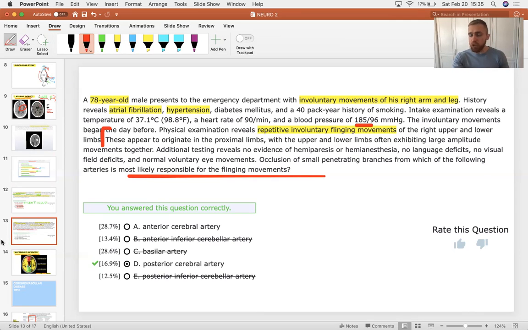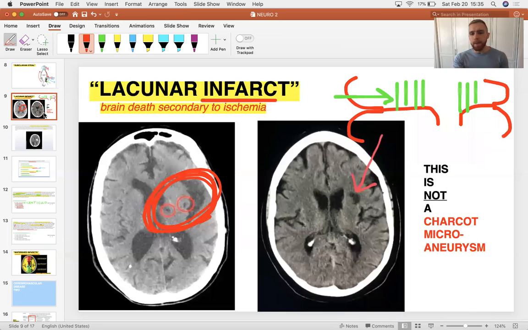So this is the sort of question that they could hit you with given a presentation of a lenticulostriate stroke, which, one more time, going back to the big take-home points, lenticulostriate strokes can be ischemic, in which case we'd call it a lacunar infarct, or it could be hemorrhagic, in which case we would call it a Charcot microaneurysm. They're not the same thing. Keep them separated. The risk factors for the lacunar infarct are going to be AFib, clots, atherosclerosis. Risk factors for the microaneurysm are going to be smoking and hypertension.